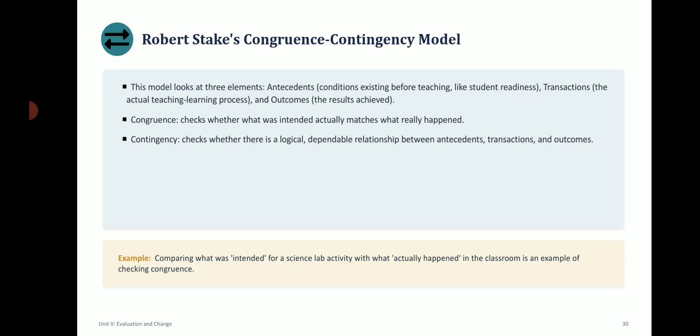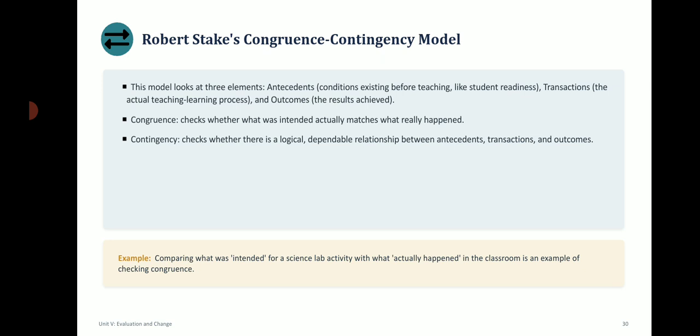Contingency is to check whether there is a logical, dependable relationship between these antecedents, transactions and outcomes. Is everything logically related? That is contingency. And congruence is whether something actually matches with what really happened. Intention matching with what happened is congruence. Contingency is whether antecedent, transaction, outcome, everything matches or not.